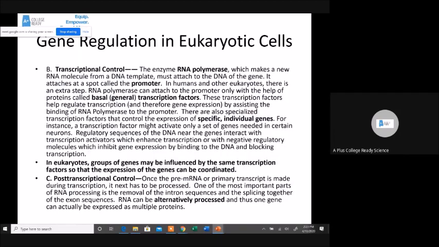Let's talk about a couple more types of gene regulation in eukaryotes, and then I want to get to a couple of FRQs to end the day.